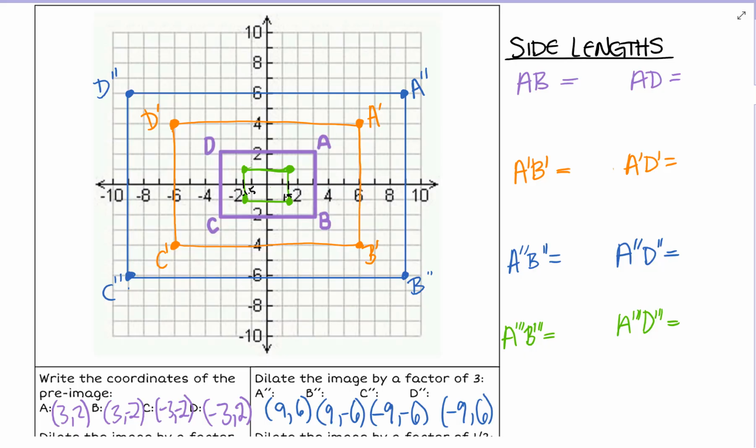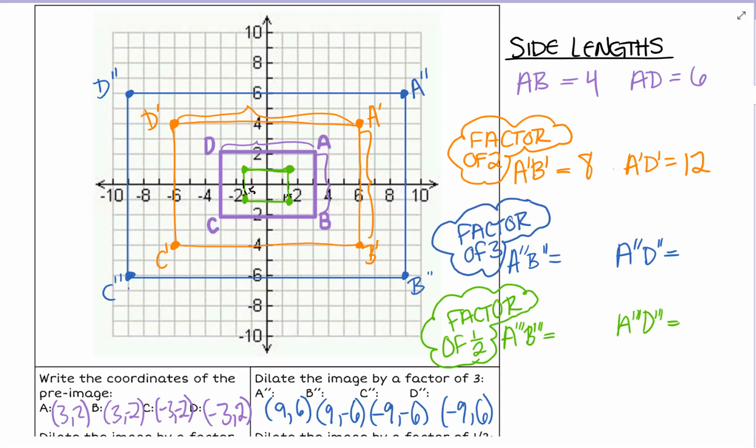I want to talk about something I find really interesting about dilations. You don't necessarily have to put this in your notes, but just listen very carefully. What are the side lengths of AB and AD? Well, this side length right here is 4 units, and this side length right here is 6 units. Okay, what about A prime, B prime? This side length is 1, 2, 3, 4, 5, 6, 7, 8 units in length, and this one, 12 units in length.